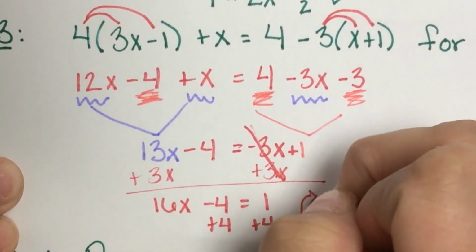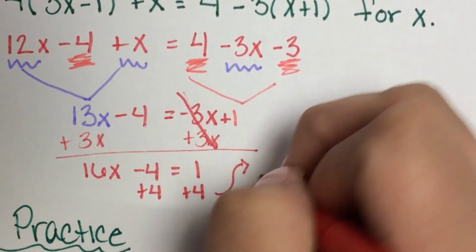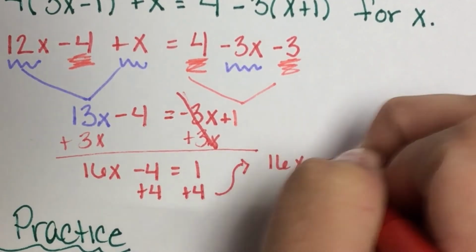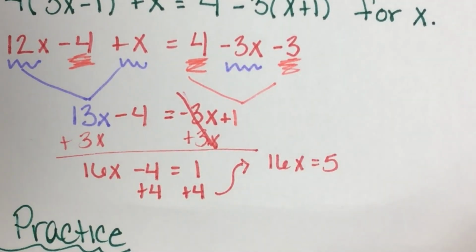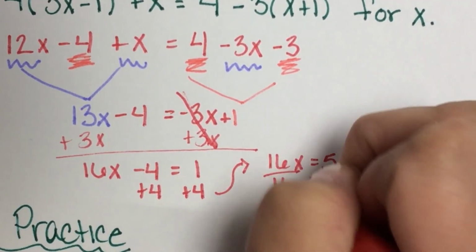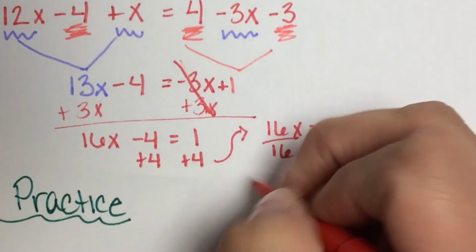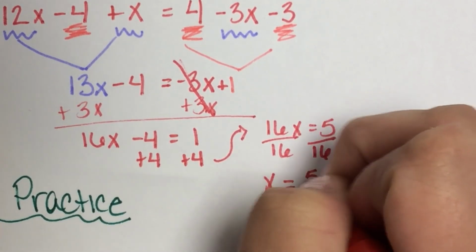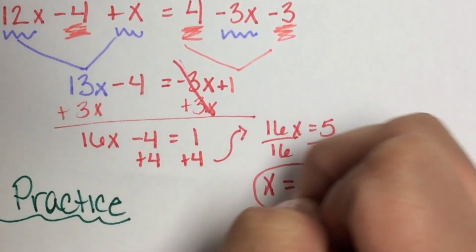I'm going to do some work over here because I'm running out of room. And I get 16x equals 5. Ew. But it's okay. Deal with fractions. Divide by 16, divide by 16. X is 5/16 because that's as reduced as it can get.